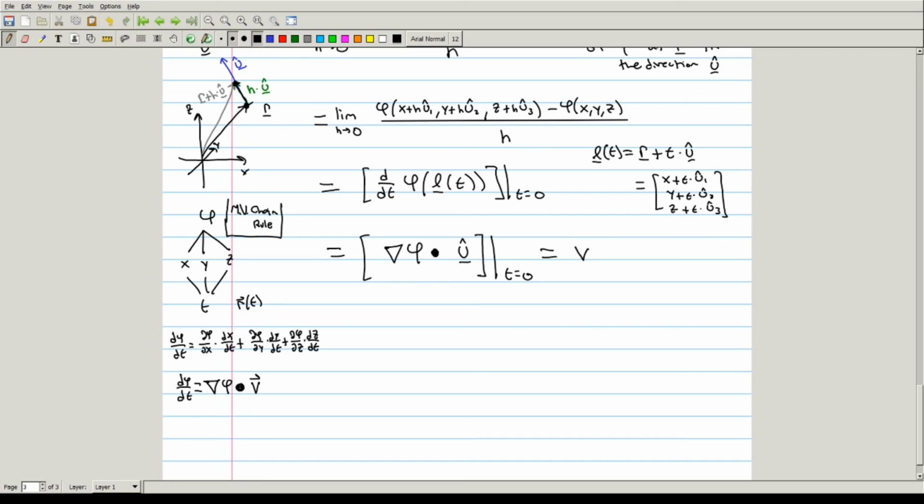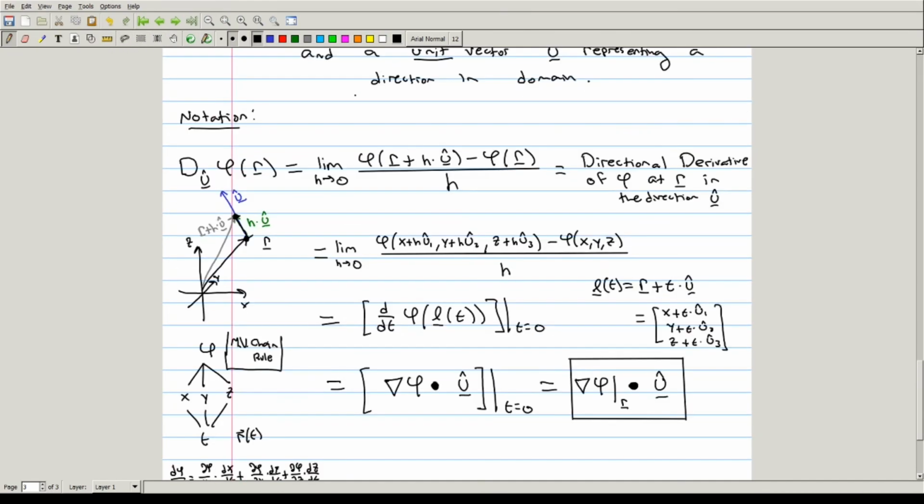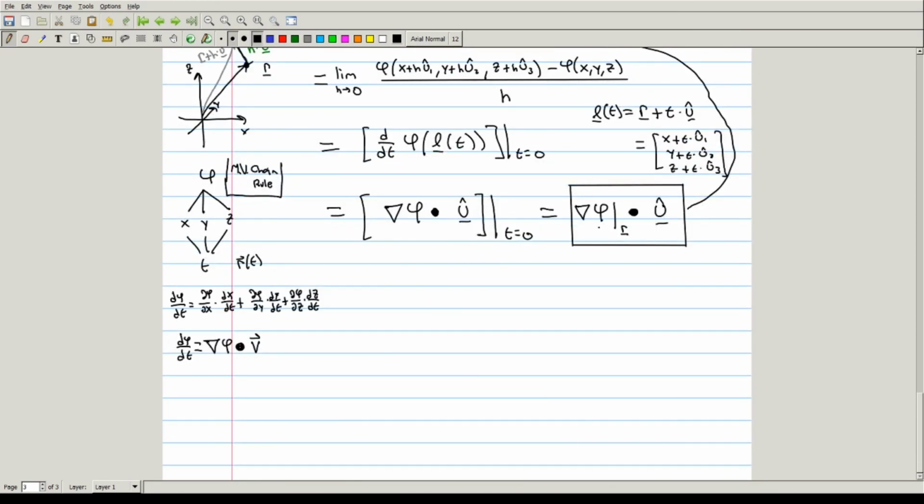It will always be the gradient vector at the point that we're evaluating the directional derivative at, dot product with the direction vector u hat. This is a simplified and nicer formula to use for the directional derivative at any given point. So what we've shown is both the exact definition of the directional derivative, which is the limit definition, but we've also now shown that this will always be the gradient of the function phi at a given point, dot product with the unit vector u hat.